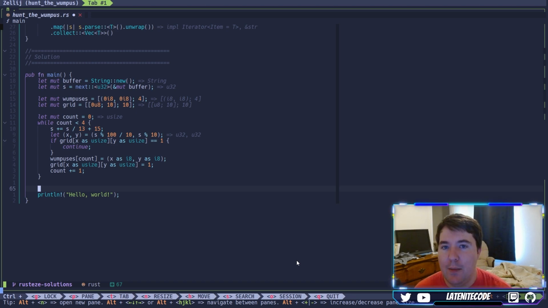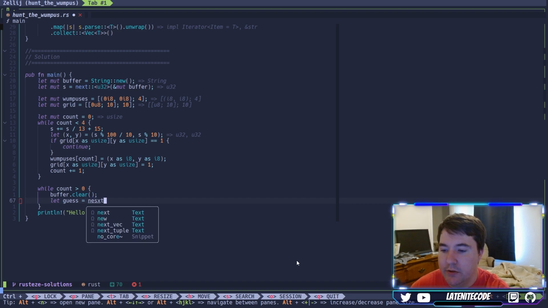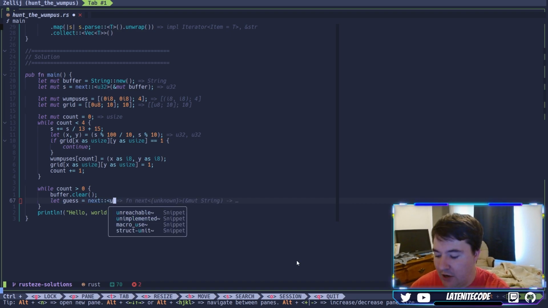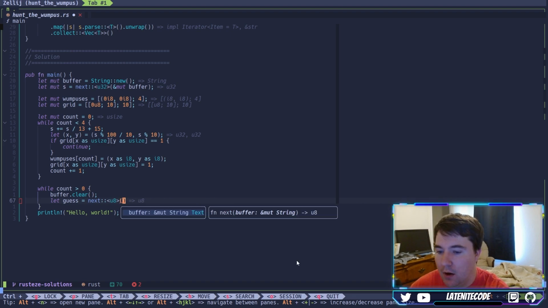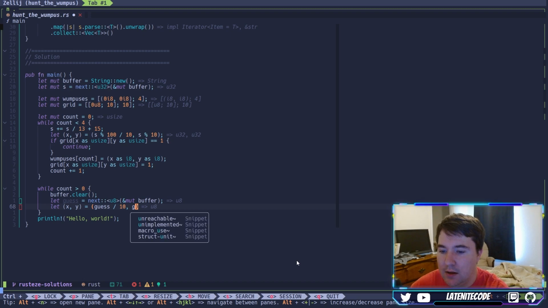So the next thing that's going to happen is that we're going to go ahead and get our user guesses. And our user is going to keep guessing until they capture the last Wumpus. So we can just use our count variable again. We could say while count is greater than 0, we're going to go ahead and start getting those guesses. First thing you got to do is clear off that buffer. And then we can go ahead and say let guess be equal to next. And then this would actually be a u8 because it's just a 2-digit number. We can pass in a mutable reference to that buffer. Now that we have the guess, we can go ahead and say let xy be equal to, and then just guess divided by 10 for the x coordinate, guess mod 10 for the y coordinate.